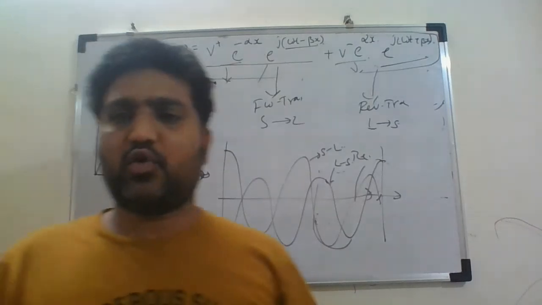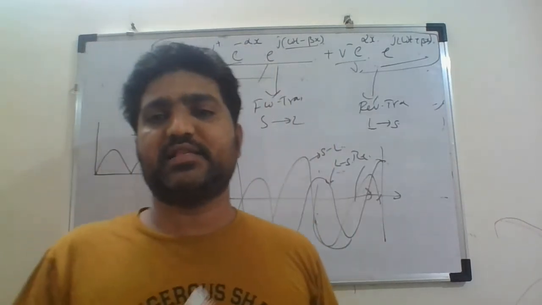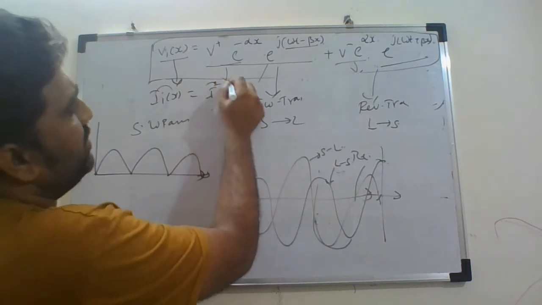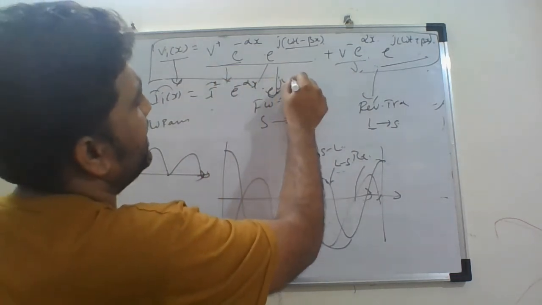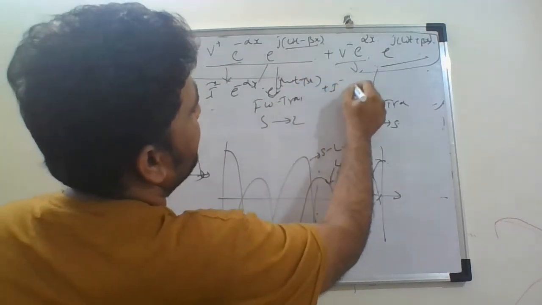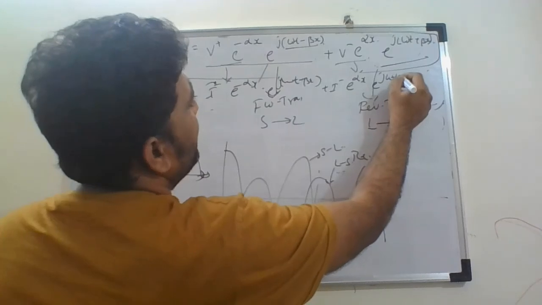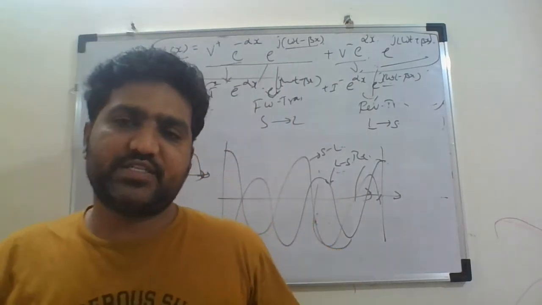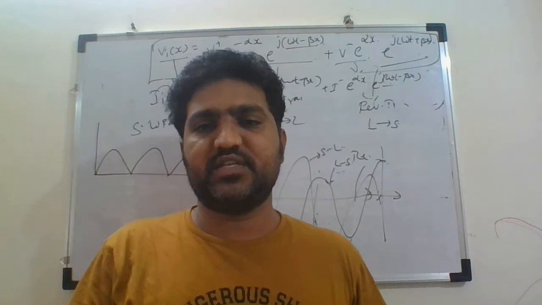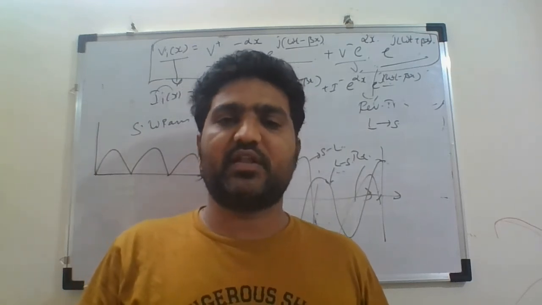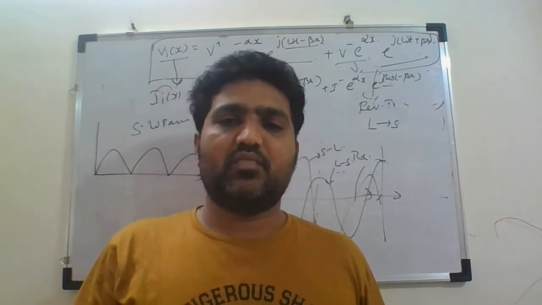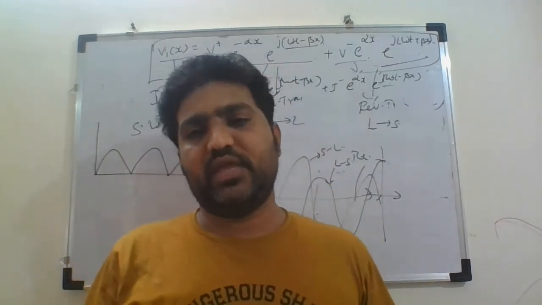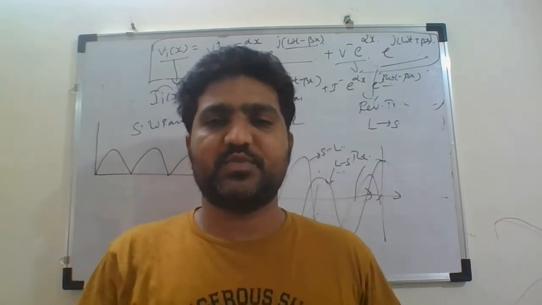The same is the case with the current also. We can do a similar analysis for the current. I can get the same expression: i of x will be I plus into e power minus alpha x into e power j omega t minus beta x, and this will be I minus into e power alpha x into e power j omega t minus beta x. So both voltage and current will have forward and reverse components. Therefore there will be reflections on a transmission line, and these reflected waves create a standing wave pattern. That's what we observe from this general solution of the transmission line.